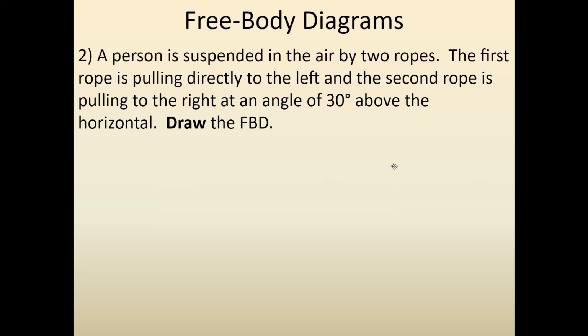All right, so we want to draw the FBD. So again, we start with a box. The box has a force of gravity pulling it down. We have two ropes, one directly to the left, and then one going to the right at a 30-degree angle. So the one to the left goes there, and then the one going at a 30-degree angle would look like this. I do want to make sure I include the 30 degrees because this ends up helping me visualize the forces.